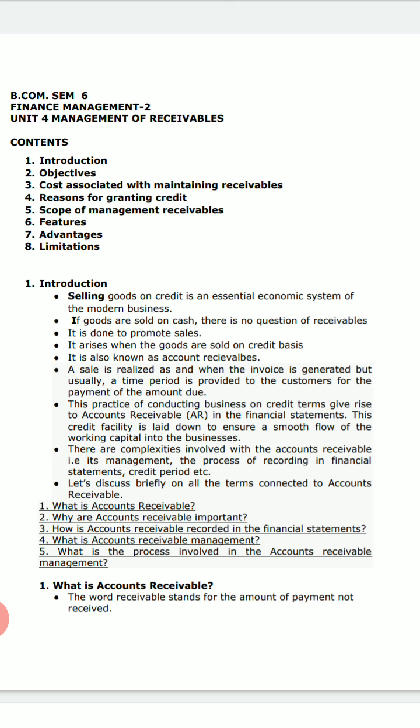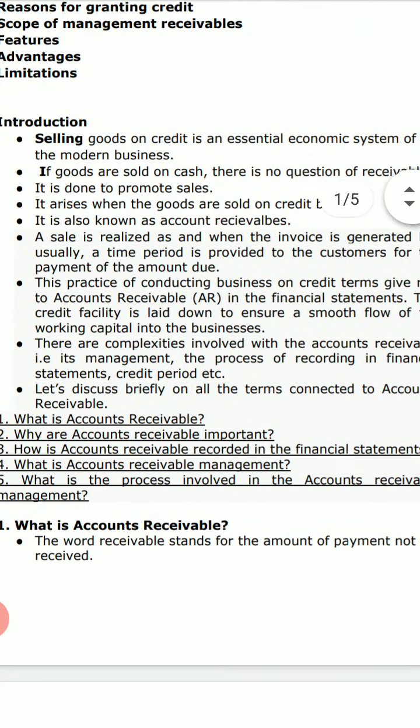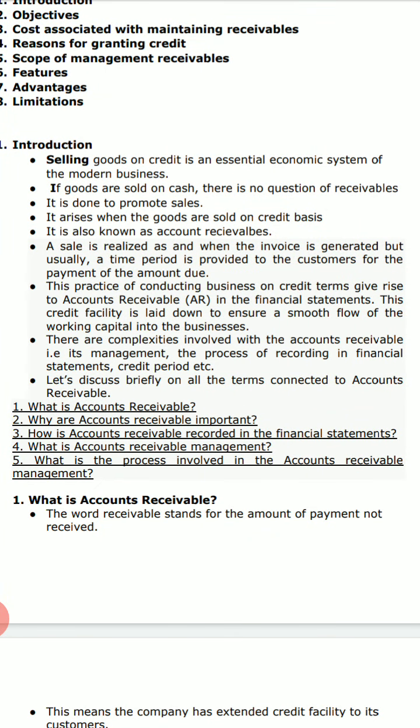Right? In the previous session, we checked out the introduction to the management of receivables. Why is it so important? See, every unit cannot sell goods on cash every time. So selling goods on credit is essential for any economic system in modern business, right? If goods are sold on cash, there is no question of receivables, and there is no outstanding amount to be received by the company. So it arises only when credit sales are done, right?